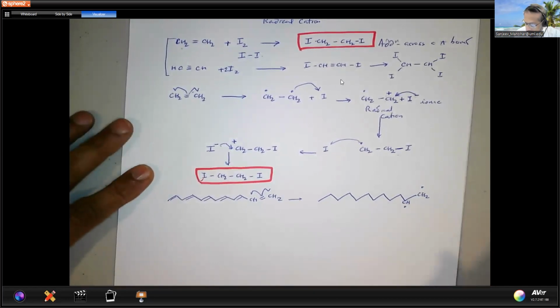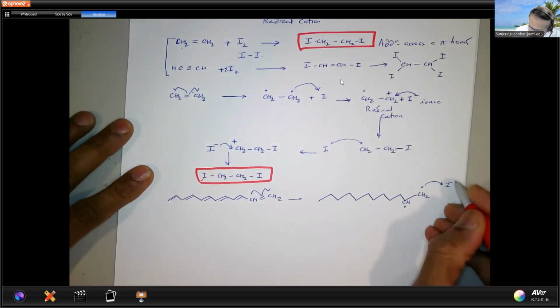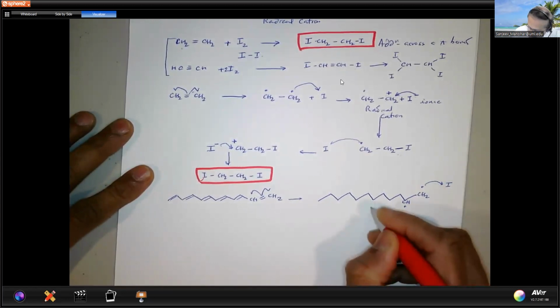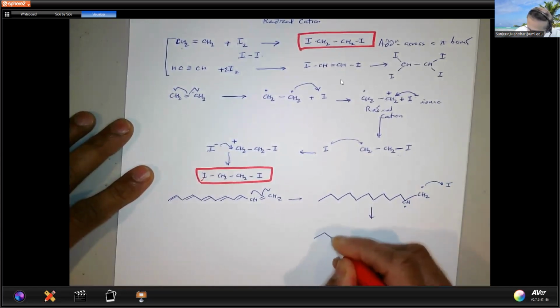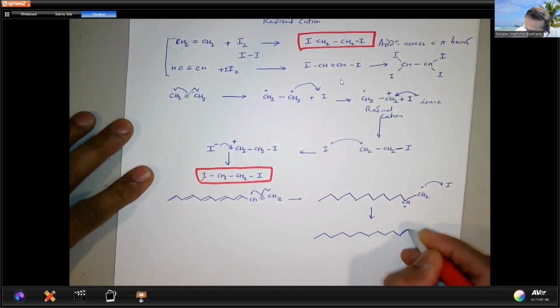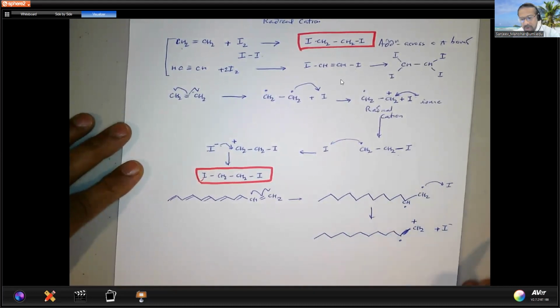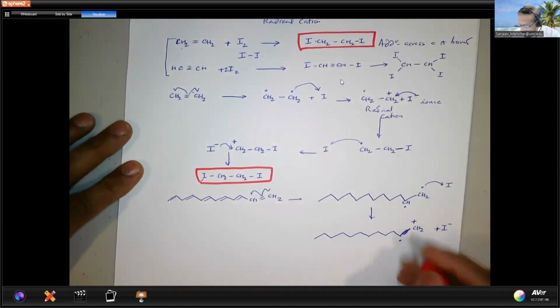That's a CH dot, right? Diradical. And suppose an iodine were to steal this, okay, to give you what? Once again, it'll be 1, 2, 3, 4, 5, 6, 7, 8, 9, 10, 11, 12, right? That's a CH2, right? That becomes a plus, I minus, right? Very similar to what we saw before. This is a single bond, okay? So it's a radical.